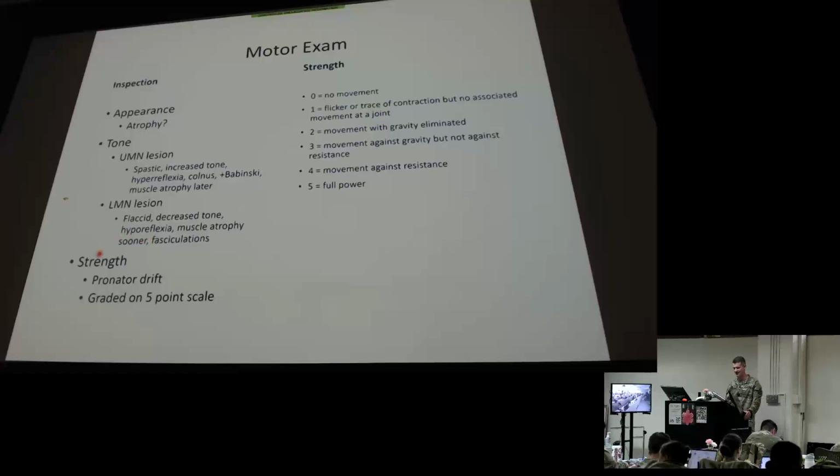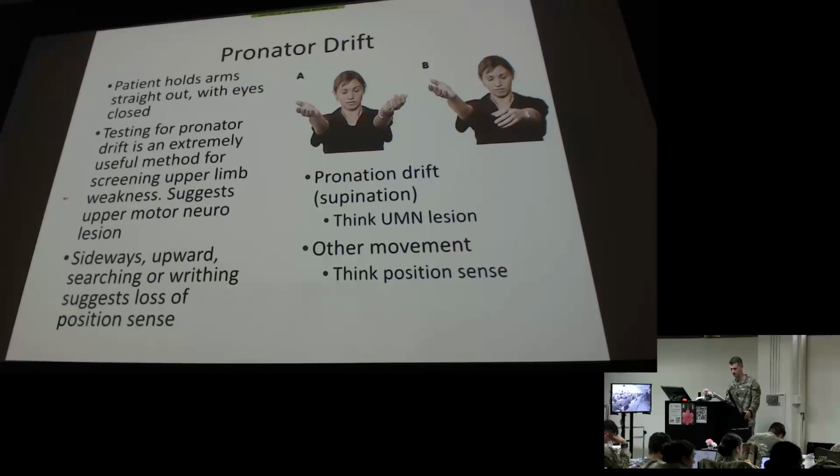Okay, and then strengths, we do pronator drift and the 5-point scale. Everyone feel good about the difference between the different types of strengths? All right, pronator drifts. Everyone feel good about this one? Sometimes we do Romberg together with it. Close our eyes, see if we balance. I'm okay with that for most cases.